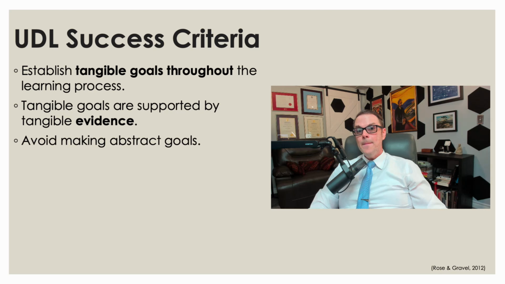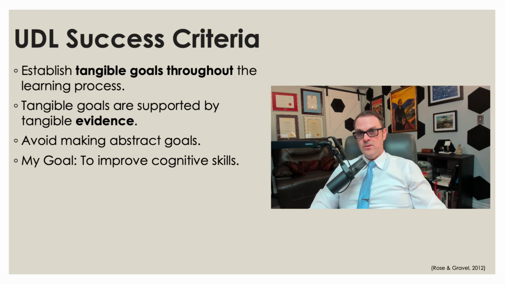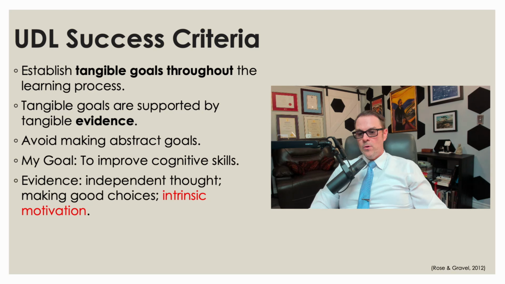In my UDL, I am interested in improving cognitive skills. That goes hand in hand with the free speech. All my lessons have that in mind. But how do I know I'm being successful? How do I know that cognitive skills are being developed? I am going to look for evidence of independent thought, of making good decisions, and my favorite, intrinsic motivation. If I see that, I know that I've done a good job as a teacher.